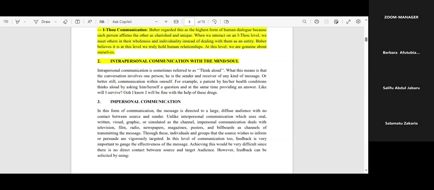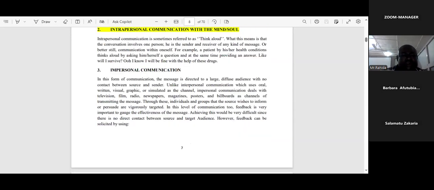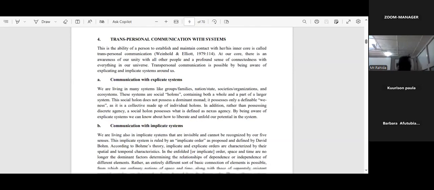That is impersonal communication. When we move away from impersonal communication, we'll be moving to look at what we term transpersonal communication. Transpersonal communication. Sir, what about a rally? Yes, please. Rally, that is a group communication.